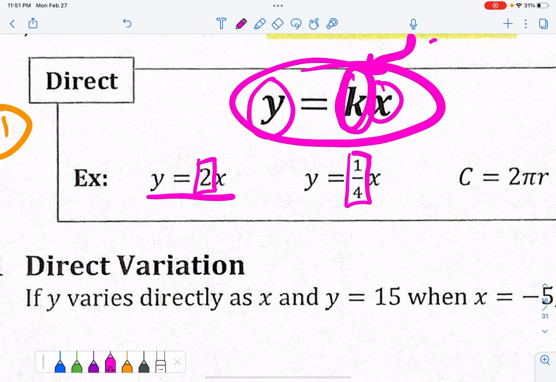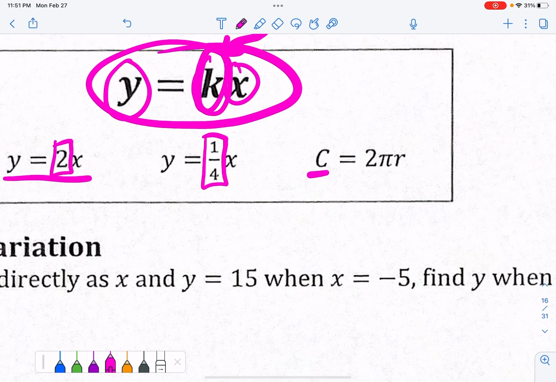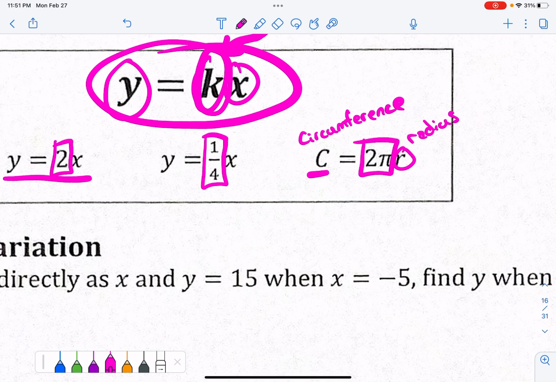Here is y equals 1/4 x. Here is variables like c for circumference. So this is circumference for a circle, and that's directly related to the radius. In that case, your k is the value 2 pi. Because pi is just a number, right? So 2 pi would also be a number. And so this is the value of k. That's your constant of variation.